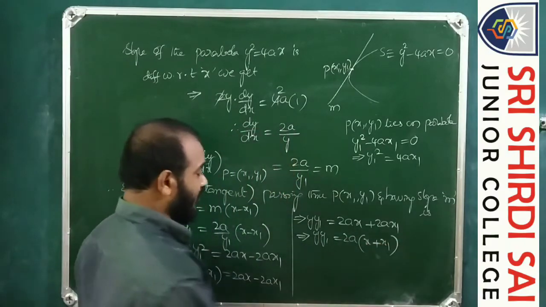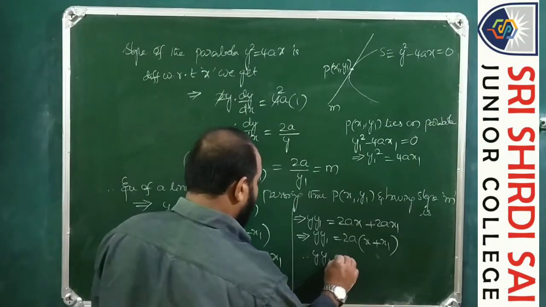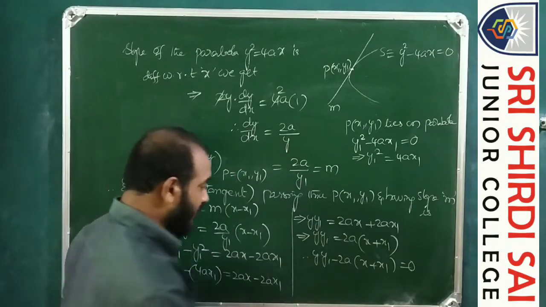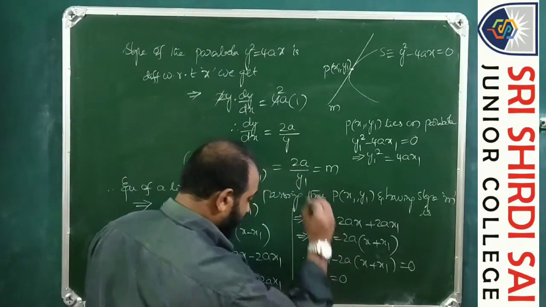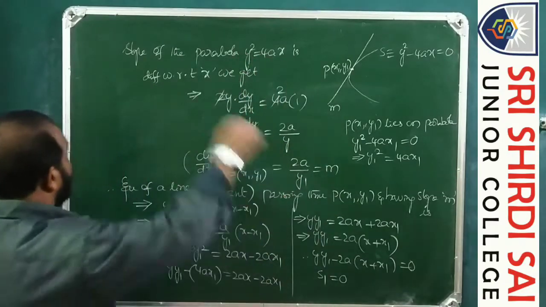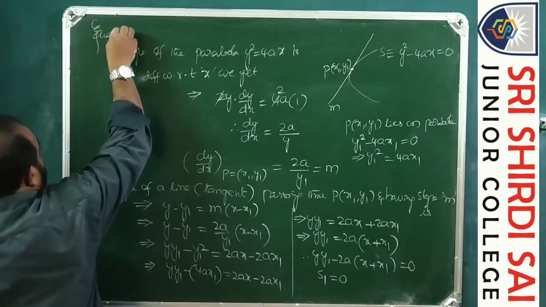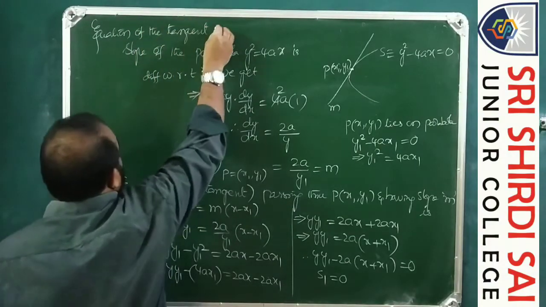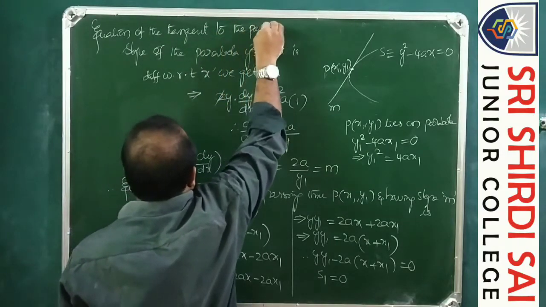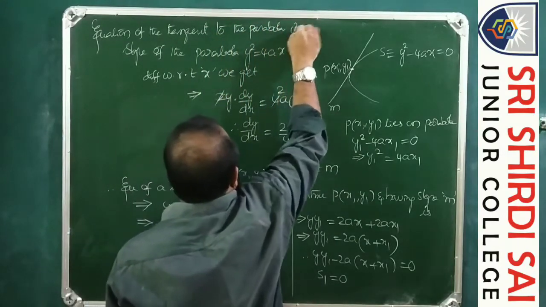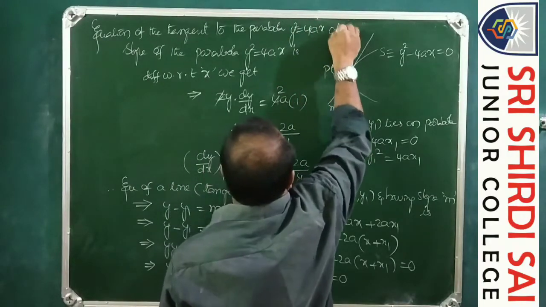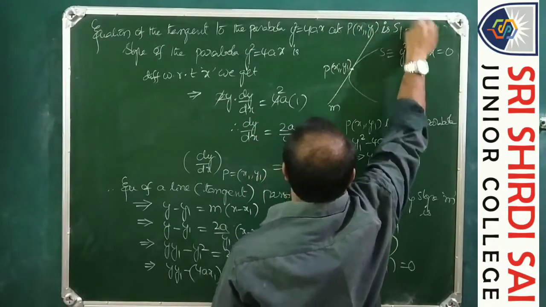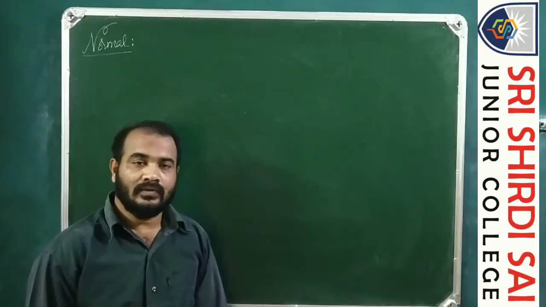So what is this notation? Therefore y1 y minus 2a into x plus x1 equals 0. This is S1 equals 0. Therefore, the equation of the tangent to the parabola y square equals 4ax at P(x1, y1) is S1 equals 0. So this is what we have proved.